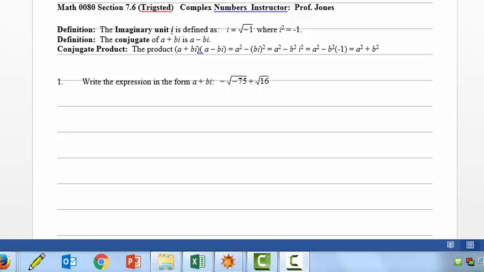Let's take a look at section 7.6 where we're looking at complex numbers. The set of complex numbers arises from the fact that we define an imaginary unit called i as being equal to the square root of -1. Because of all that we've said about radicals, if i is the square root of -1, then i squared has to equal -1.